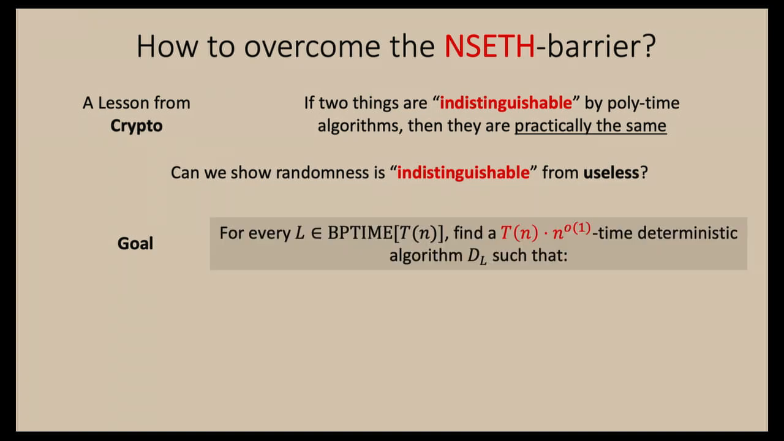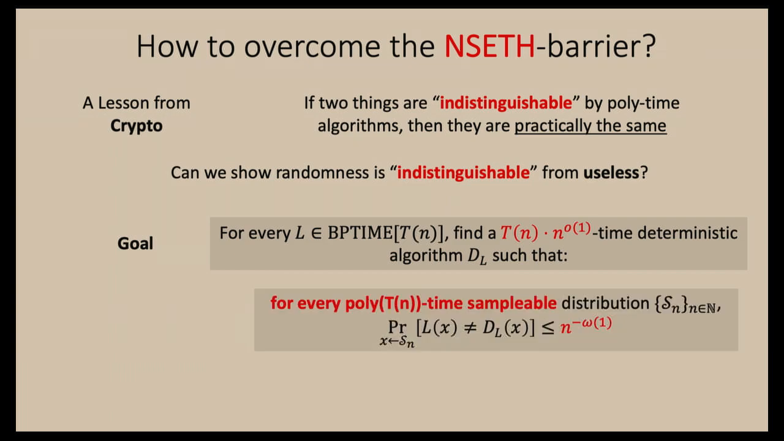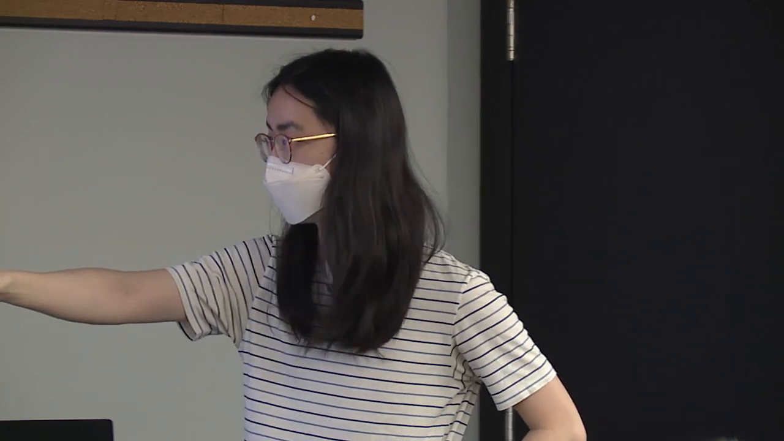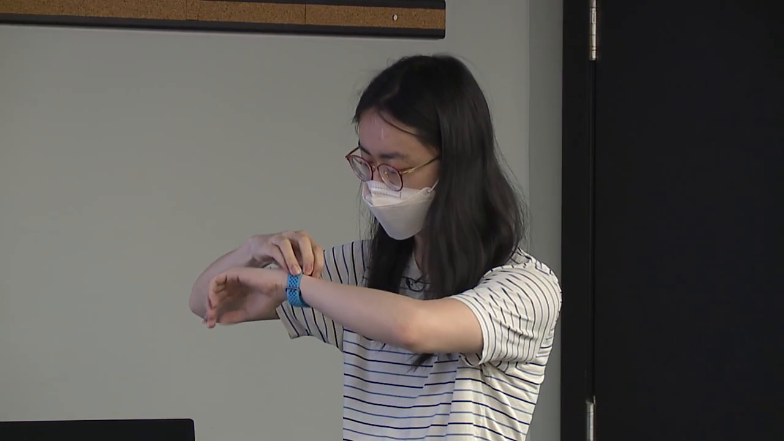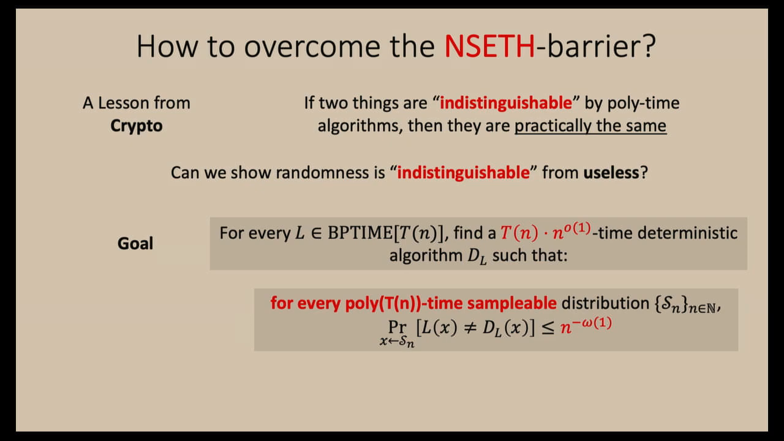The goal here is that for every T of n time randomized language, so for every L computable by randomized T of n time, you want to find a T of n time algorithm with subpolynomial overhead such that for every polynomial T of n time samplable distribution D, the algorithm makes a mistake on L with negligible probability.